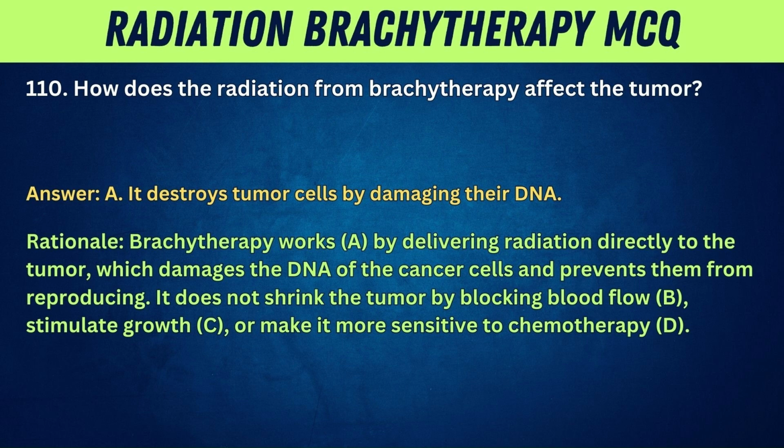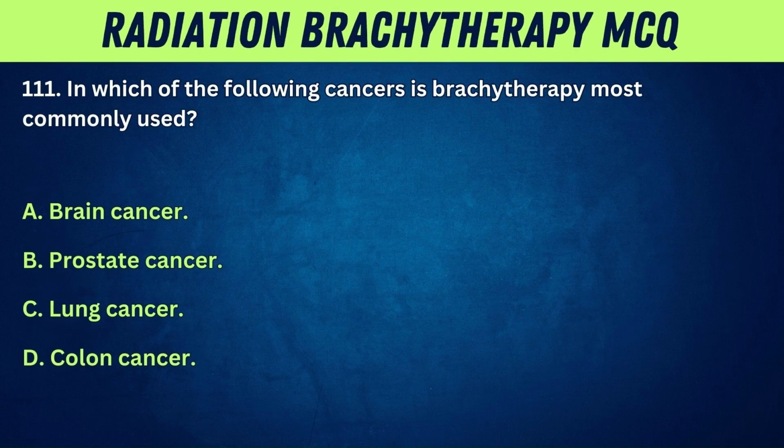Rationale: brachytherapy works, A, by delivering radiation directly to the tumor, which damages the DNA of the cancer cells and prevents them from reproducing. It does not shrink the tumor by blocking blood flow, B, stimulate growth, C, or make it more sensitive to chemotherapy, D.